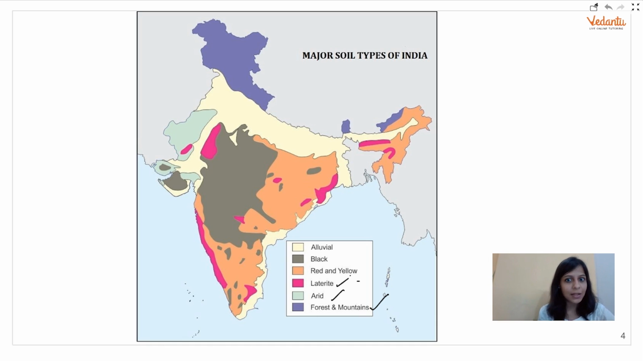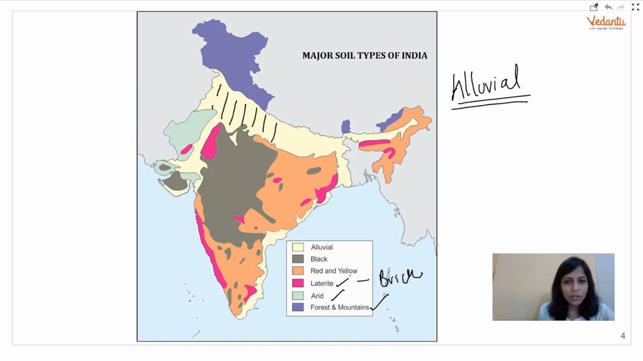Laterite, by the way, means brick. Then you have arid, that's the only soil in Rajasthan. Then forest and mountain. First we're going to talk about alluvial soil. Now you can see here, can you just remember this marking to identify alluvial soil?